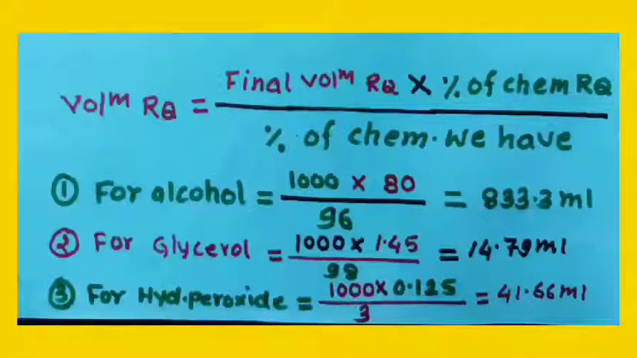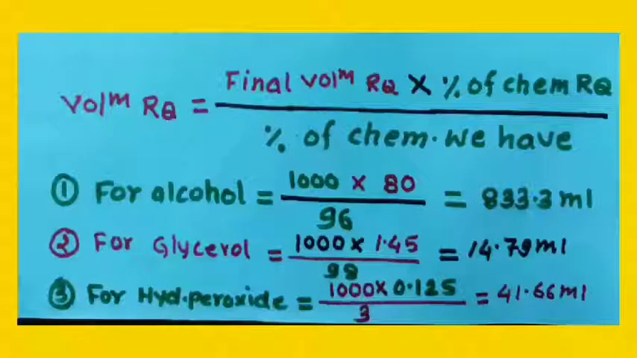Similarly for glycerol, we need 1.45% in our final product, so 1000 is multiplied by 1.45%, but the commercially available percentage of glycerol is in general 98%, so we divide the above data by 98%, that is 1000 multiplied by 1.45% gives 14.79 ml.